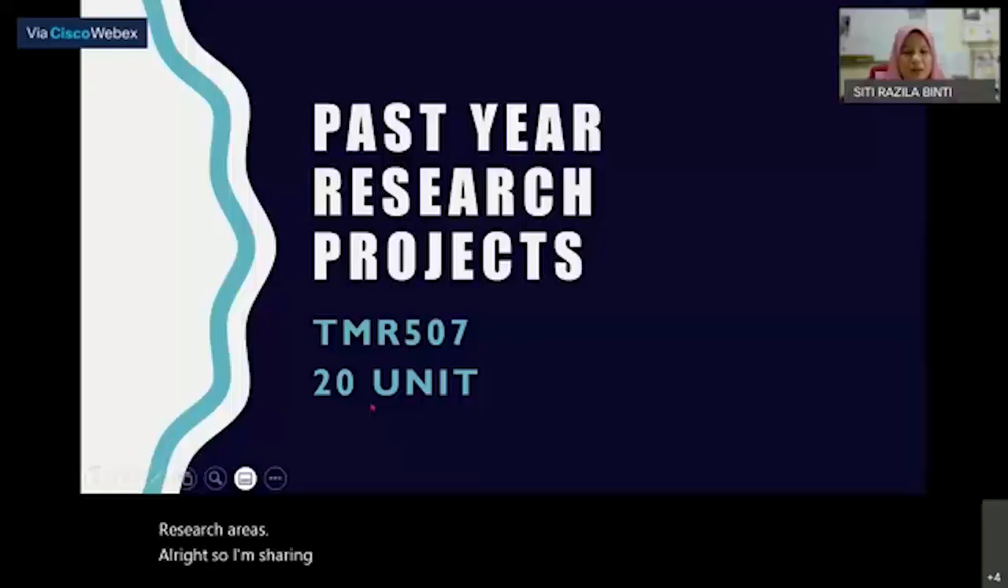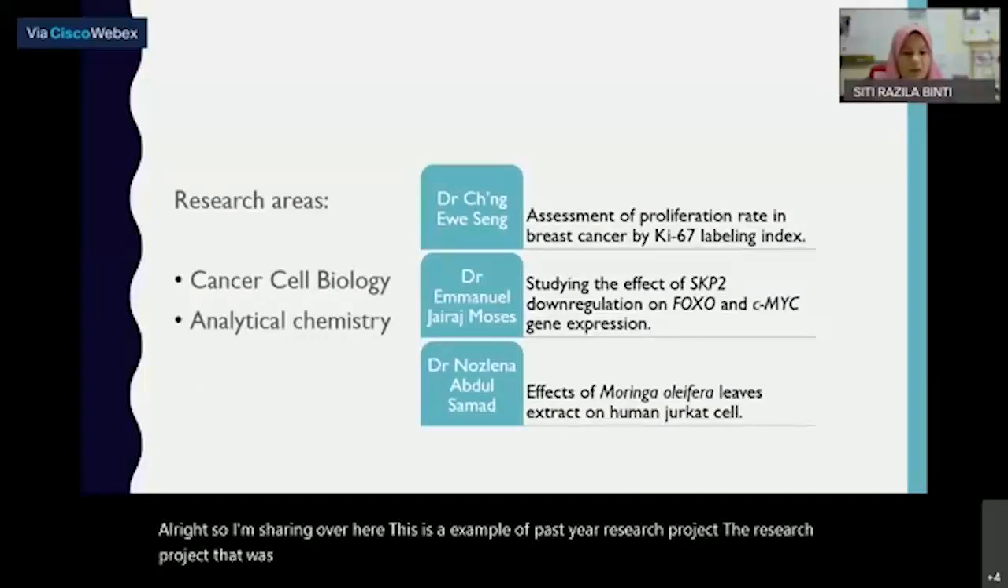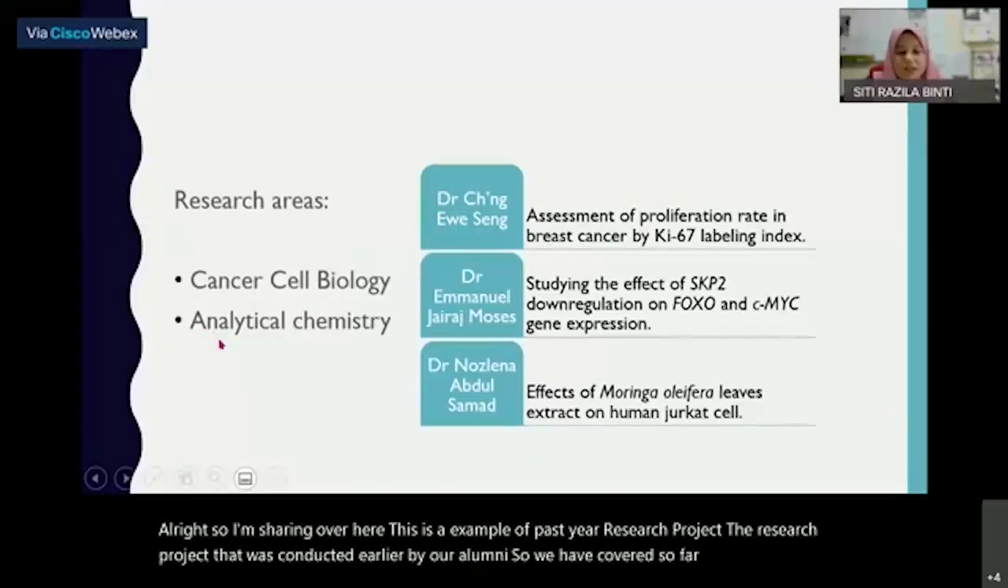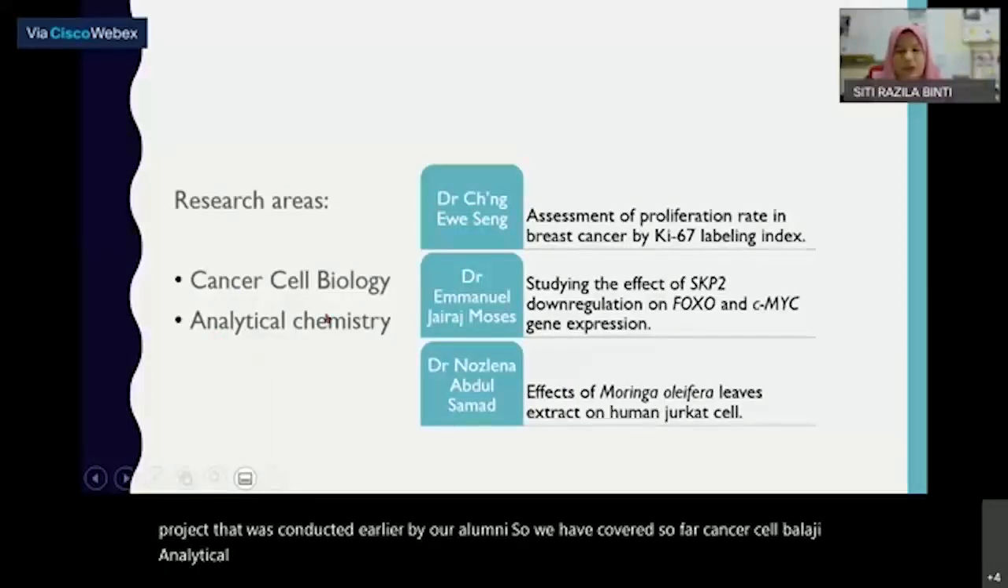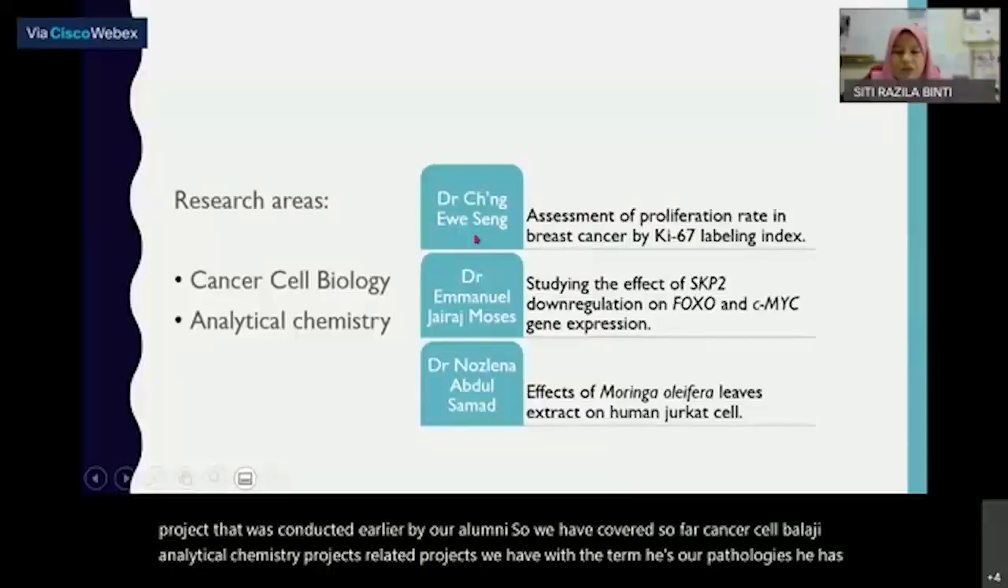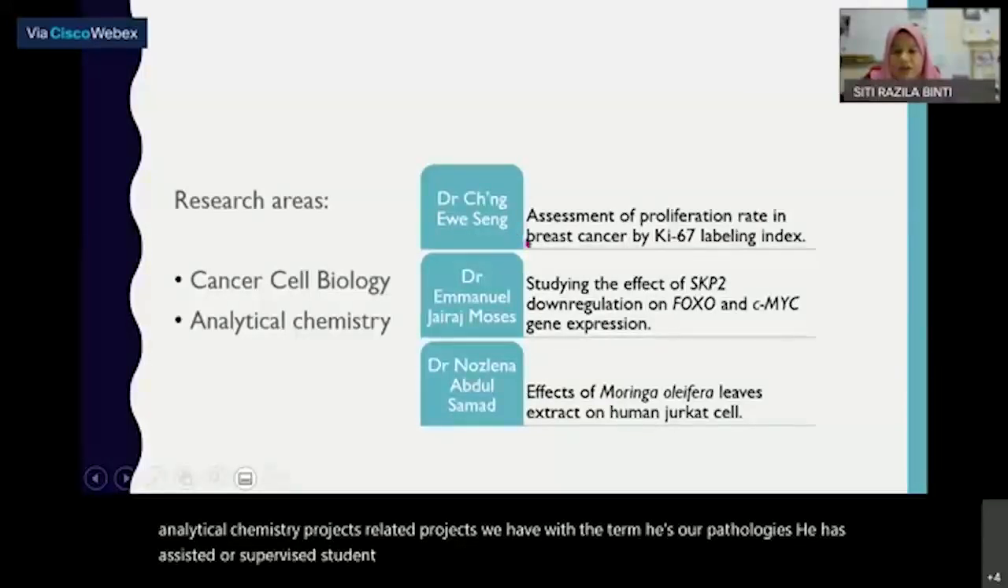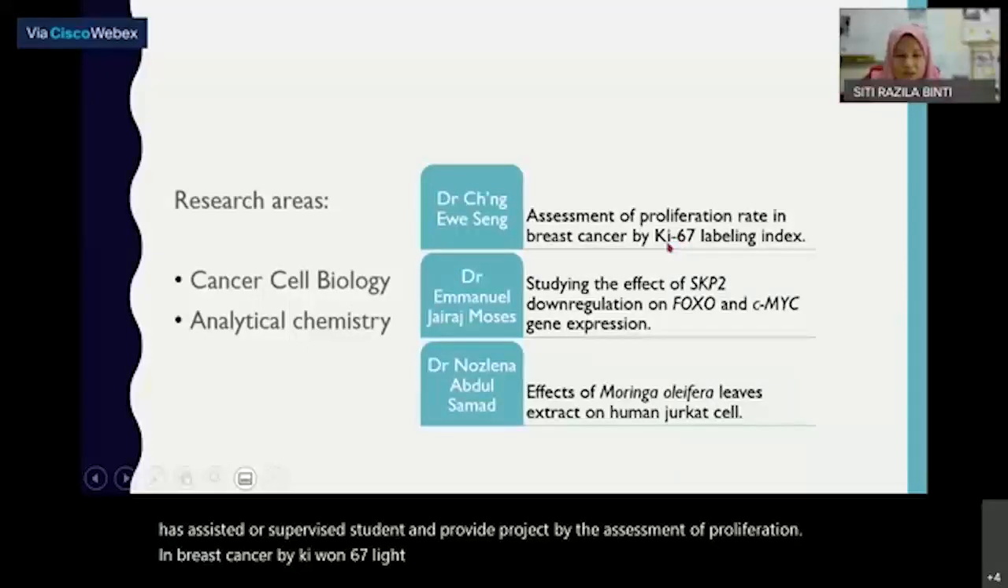All right, I'm sharing here an example of past year research projects, projects that were conducted earlier by our alumni. So far, there are cancer cell biology and analytical chemistry related projects. We have Dr. Cheng, our pathologist, who supervised a student with a project titled Assessment of Proliferation Rate in Breast Cancer by Ki67 Labeling Index. This is one example of a project conducted earlier.